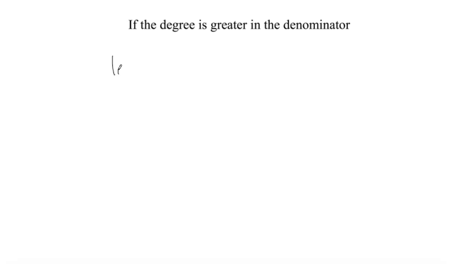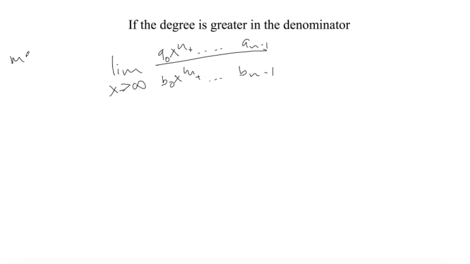So the limit as x tends to infinity of a sub 0 times x to the n plus all the way until a sub n minus 1, over b sub 0 times x to the m plus dot dot dot all the way until b sub m minus 1, given that m is greater than n, this always equals 0. Always, always, always.